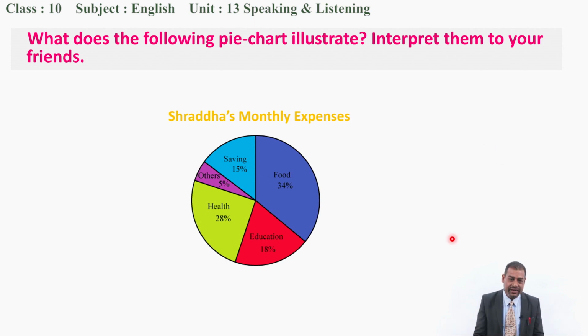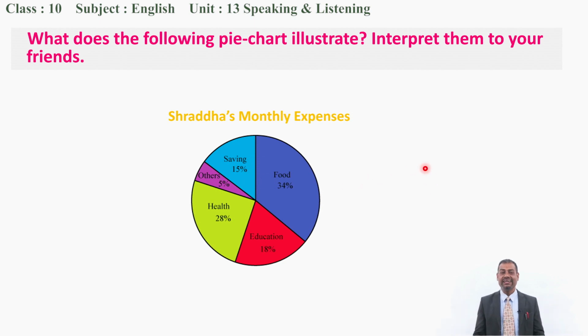Okay, good job. And you can say she spends 34% of her income on food. Likewise, she spends 18% on education for her children, schooling. Then she spends 28% on health, because sometimes we have to go to hospital, we have to buy medicines. How much? 28% on health. Likewise, she spends 5% on other headings, means there can be so many other things. So 5%. And how much is she able to save per month? Yes, you have to say she saves 15% per month.